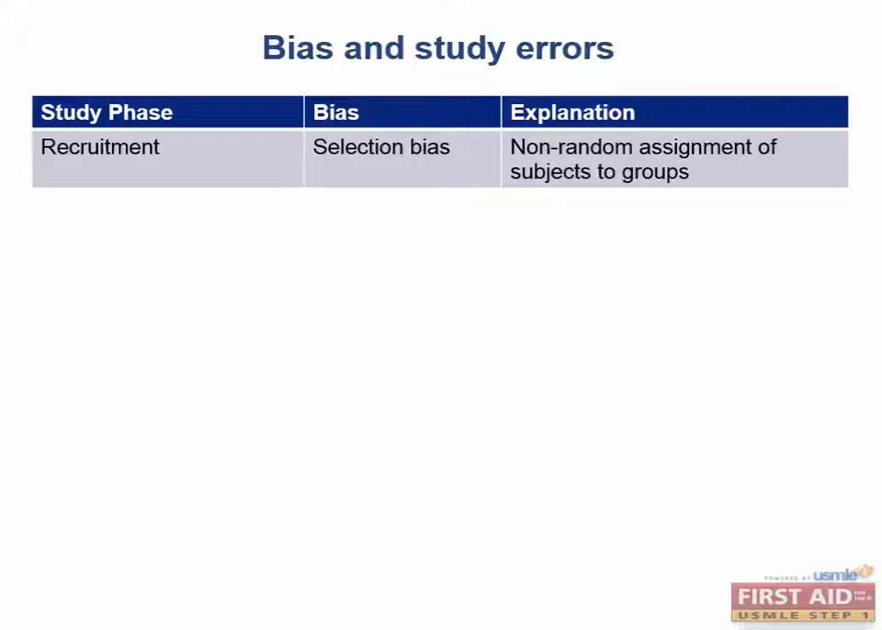Okay, let's start with bias that can occur when recruiting patients for your study. Selection bias is the non-random assignment of subjects to the study groups. For example, selection bias can occur if the patients themselves decide which group to enter into. Thus, each group is not a representative sample. There are a few more specific examples of selection bias, such as Berkson's bias. In this type of bias, the study population is selected from a hospital.